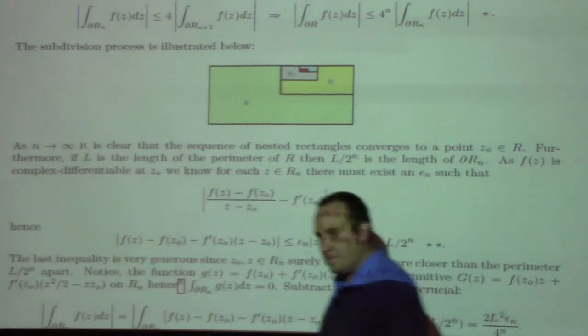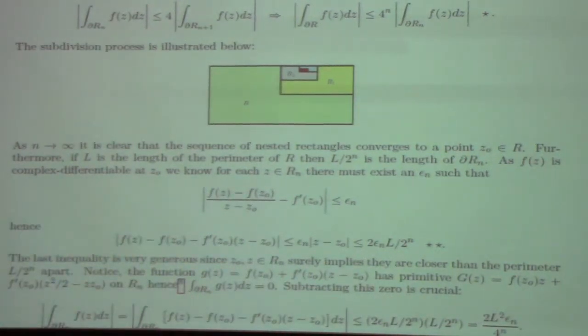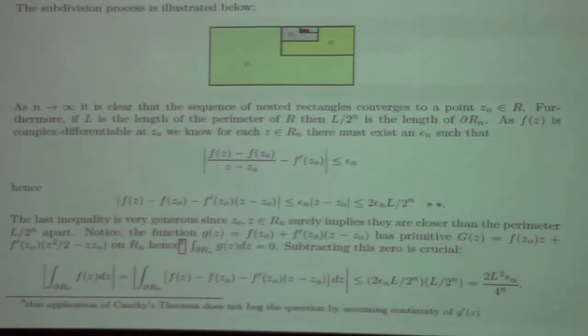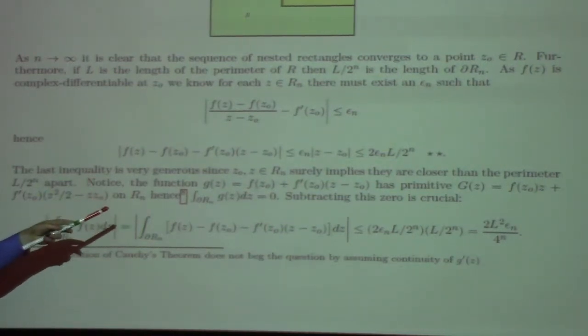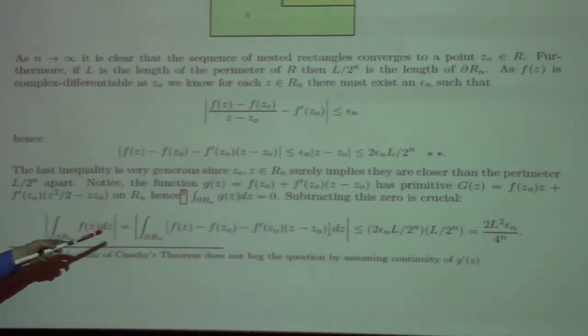Do you guys agree? And I think you can see I'm not assuming the point here either. I'm not using continuity of a derivative of a function that can't be established without this theorem. That's kind of important. We're trying to, well, I guess we already proved that in Morera's theorem, so never mind. Okay, so subtracting this 0 is crucial. I subtract 0 by subtracting the g of z, which is basically the linearization at z naught of f.